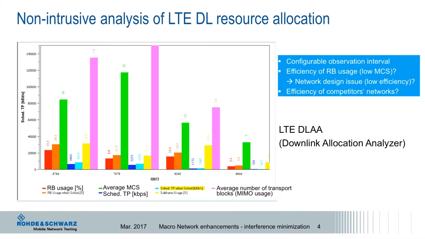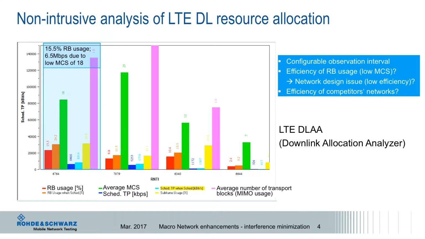The next slide shows the Downlink Allocation Analyzer feature. You see different users here, or different user sessions. We see in red the resource block usage in percent, in green the average modulation and coding scheme, in blue the scheduled data throughput, and in pink the average number of transport blocks, or the MIMO usage, so to say.